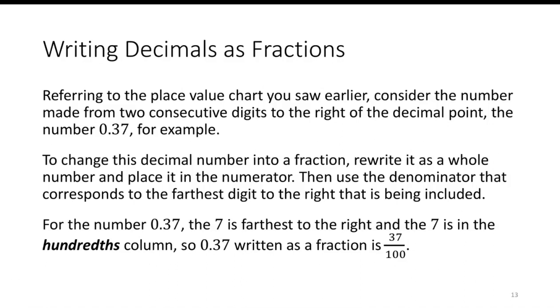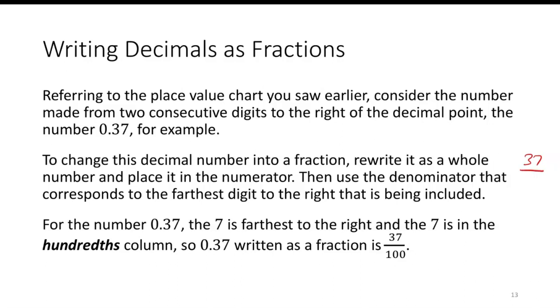So keeping in mind the place value chart that we saw with the last video, consider the number made from 2 consecutive digits to the right of the decimal point, such as 0.37 or 37 hundredths. To change this decimal number into a fraction, we would write it as a whole number and place it in the numerator. So in this case, I'd put 37. That would be the numerator.